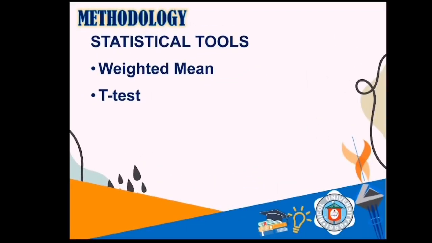Statistical tools used in the study are the following: the weighted mean and the t-test. Why weighted mean? The weighted mean employed to determine the average of the result of the curricular validation of the interactive collaborative activities evaluated by science teachers. Then, why t-test? The t-test for correlated sample is used when comparing the means.